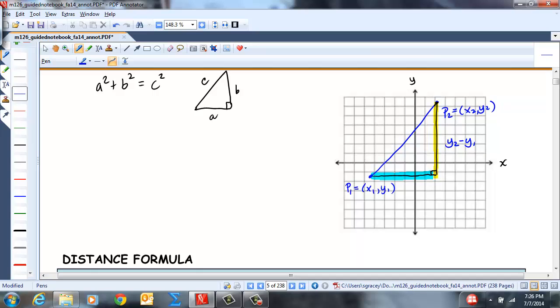And if you want to be specific, because these could be drawn in any format, you could say the absolute value if you wanted to. That's just going to ensure that it's positive. So that is the measure for the yellow length. Now, similarly, this blue length could be written as the absolute value of x2 minus x1.